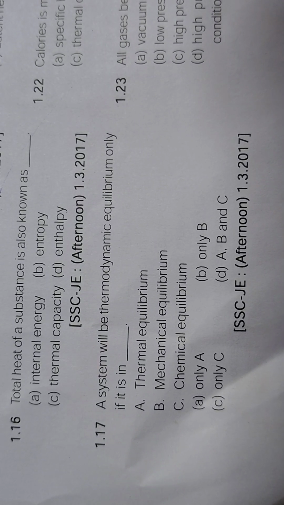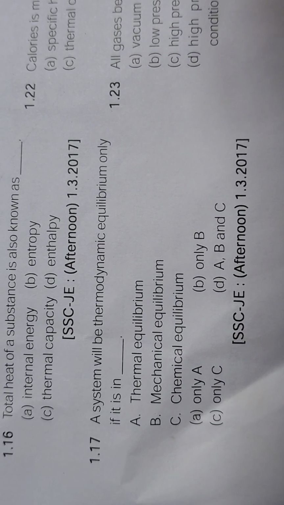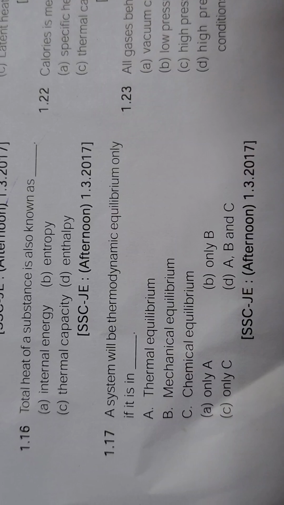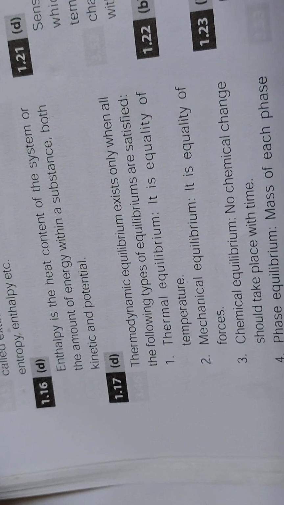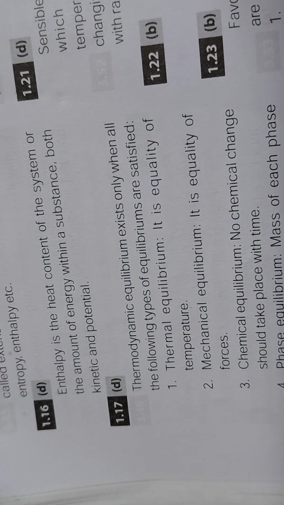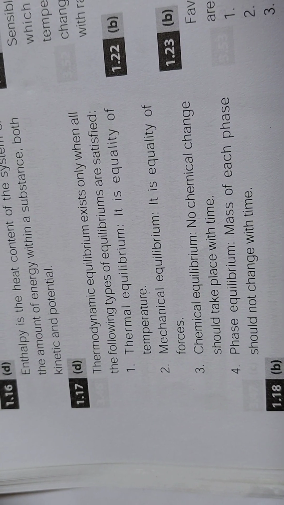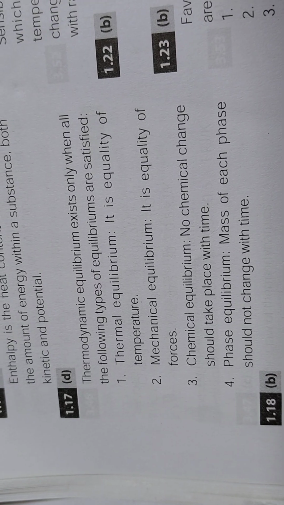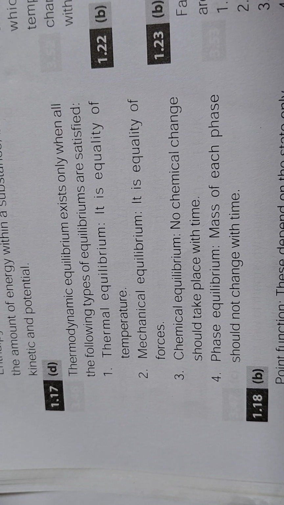A system will be in thermodynamic equilibrium when it is in thermal equilibrium, mechanical equilibrium, and chemical equilibrium. Let's see the definition of equilibrium. Thermal equilibrium means equality of temperature. If the temperature of the body is equal, then the body is in thermal equilibrium. Coming to mechanical equilibrium, it is equality of force. If the forces on the body are equal, then the body is in mechanical equilibrium.